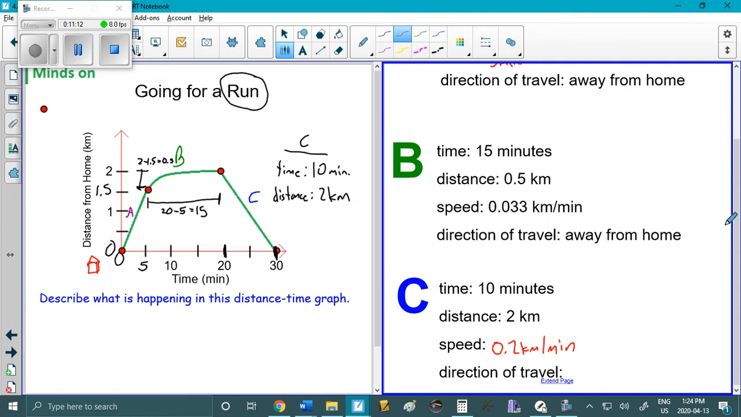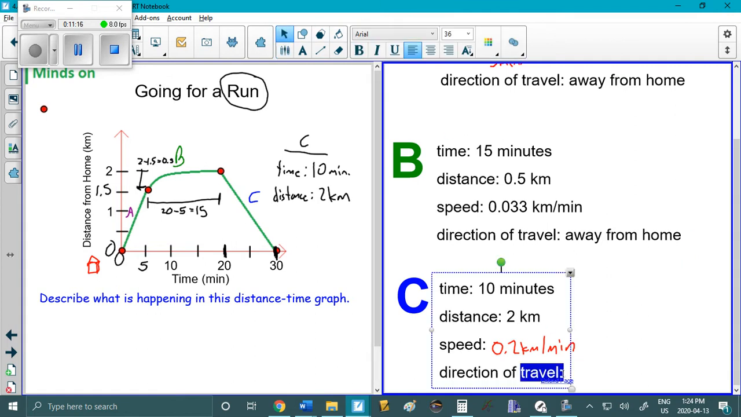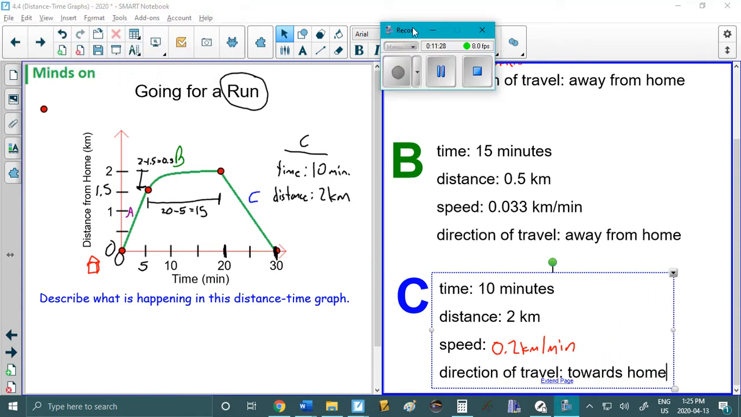And finally, the direction of travel. So are they getting closer to home or are they getting further away? Well, they started 2 kilometers from home in section C. They ended 0 kilometers from home or at home, so they're going towards home. Okay, so that's it for the preamble for this lesson.